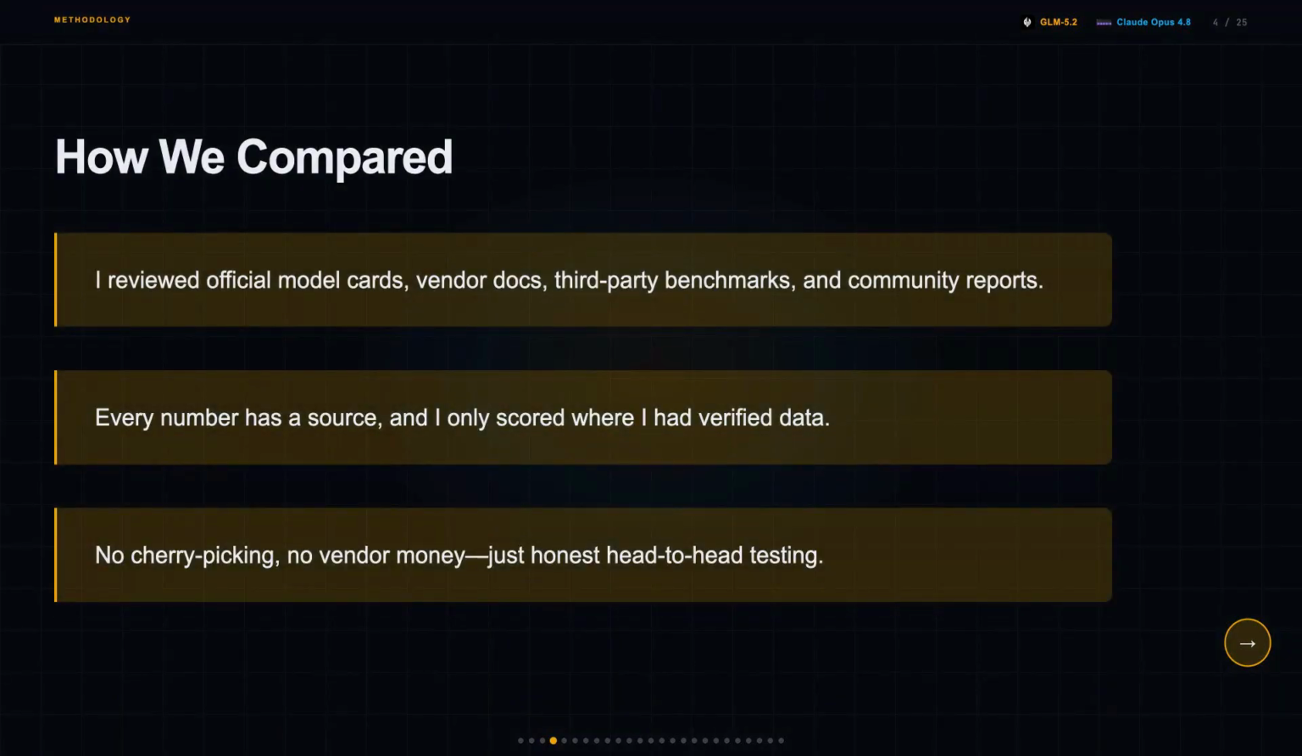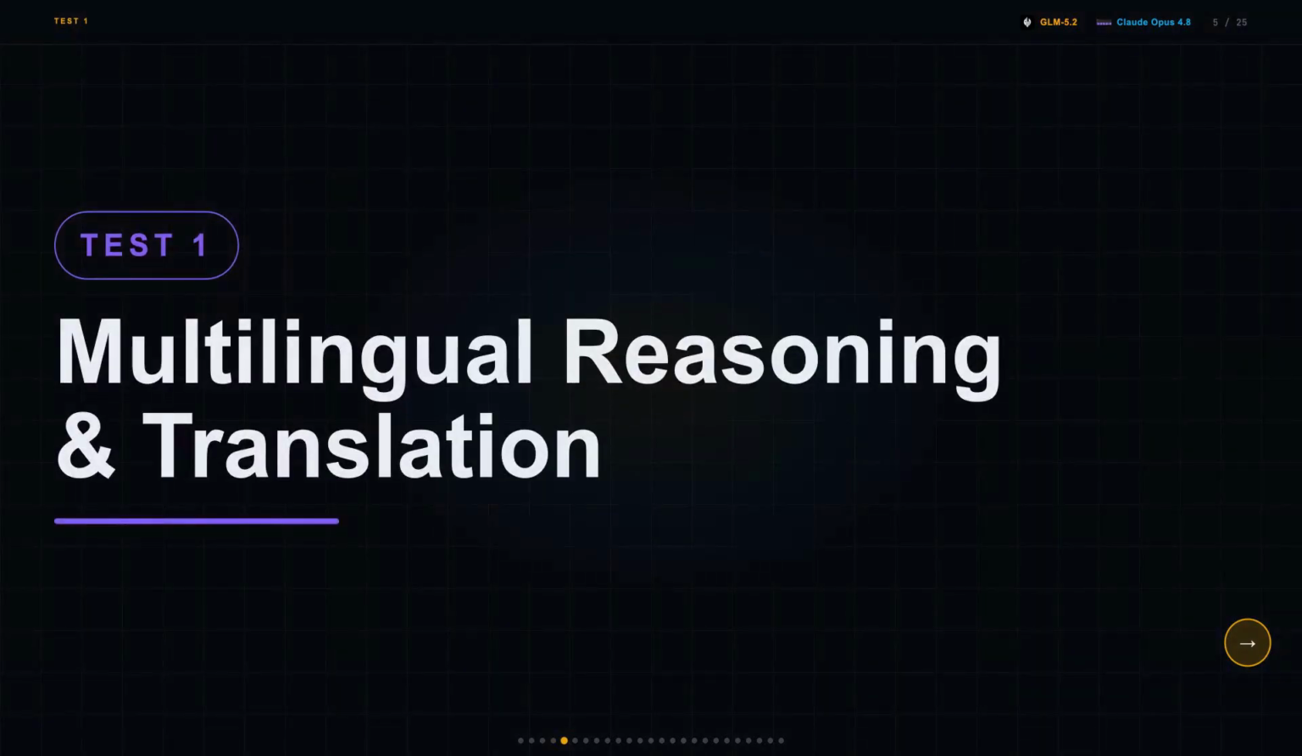If you're running long document pipelines, building Chinese language apps, or just watching your API bill climb every month, this comparison is going to matter to you because picking the wrong model here is a real cost decision that compounds fast at scale. Test 1.